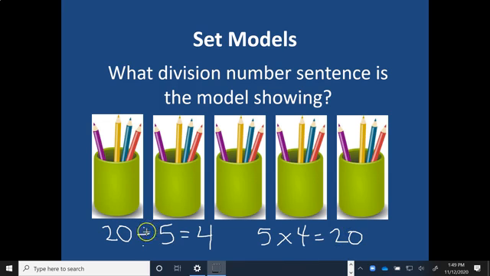That was easy. Well, this is new, so it might not be easy, but if you know multiplication, division should be easy.